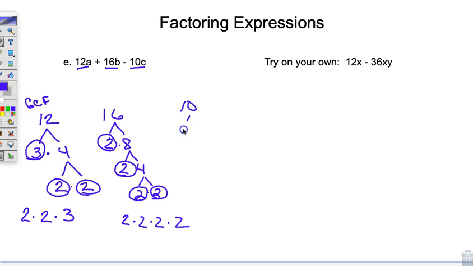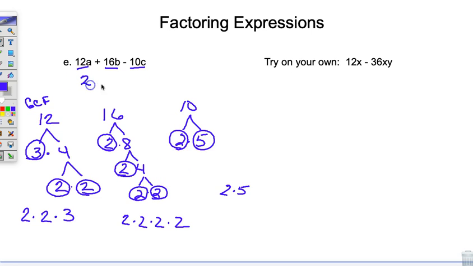My last number is 10. That is equal to 2 times 5, which both happen to be prime numbers. Once you're done finding the prime factorization of each coefficient, now compare them. They all have at least one 2, and that's the only thing they have in common. So it looks like our greatest common factor is going to be a 2.